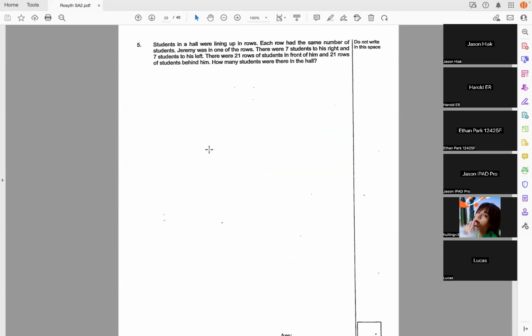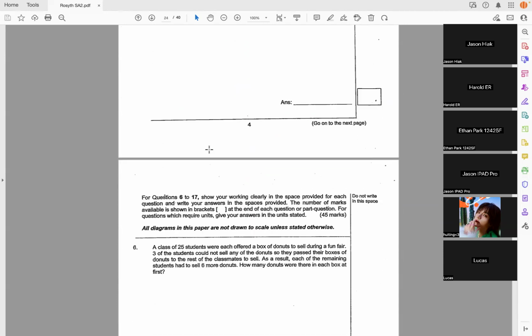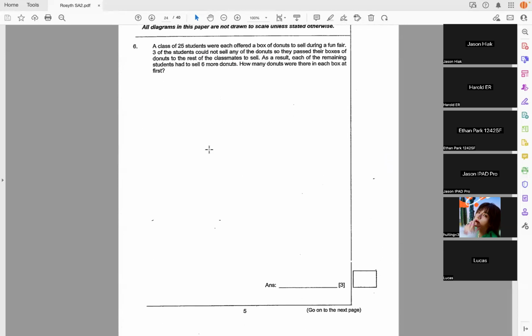Let's move on to question number 6. A class of 25 students were each offered a box of donuts to sell during a fun fair. 3 of the students could not sell any of the donuts, so they passed their boxes of donuts to the rest of the classmates to sell. As a result, each of the remaining students had to sell 6 more donuts. How many donuts were there in each box at first?